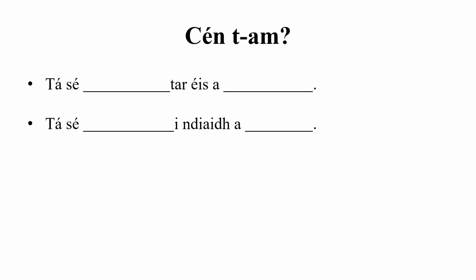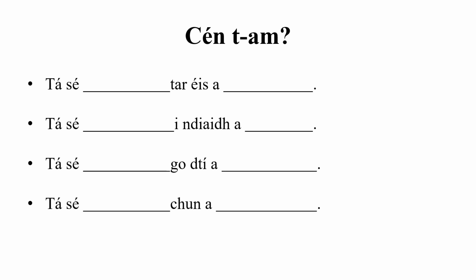And the same when you're saying it's 10 till, we can say tá sé deich go dtí a trí, it's 10 till 3, or tá sé deich chun a trí. So pick which way works best for you.